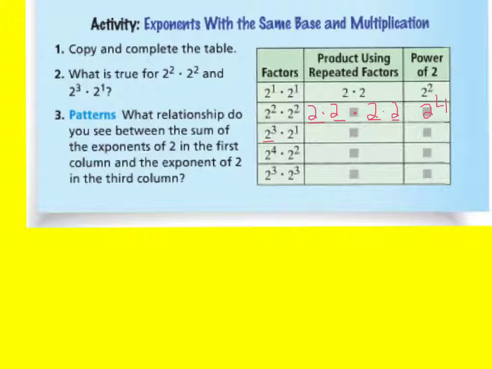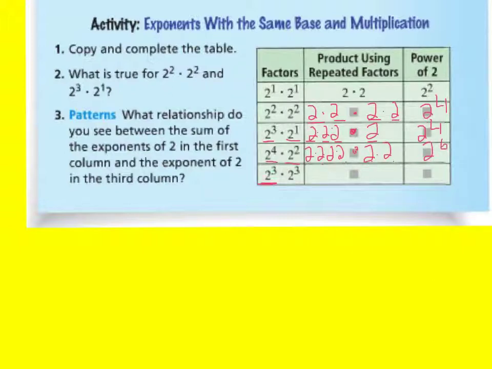Here I need 2 to the third, so I need 1, 2, 3 2's multiplied to 1 2. So let's count. 1, 2, 3, 4. So I have 2 to the 4th power also. We'll talk about that in a second. 2 to the 4th power, so 1, 2, 3, 4, 4 2's. 2 to the 2nd power, 2 2's. Now I'm going to count up all my 2's because they're just multiplying. So 1, 2, 3, 4, 5, 6. 2 to the 6th power.